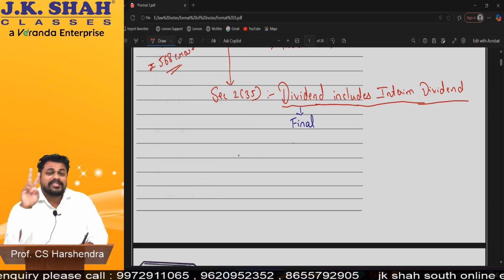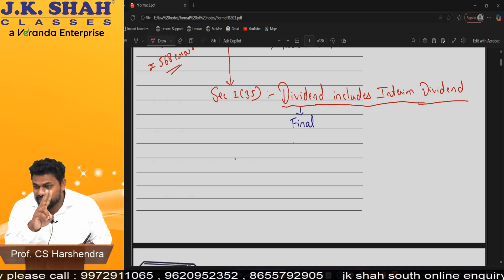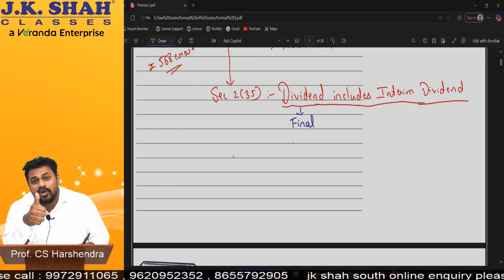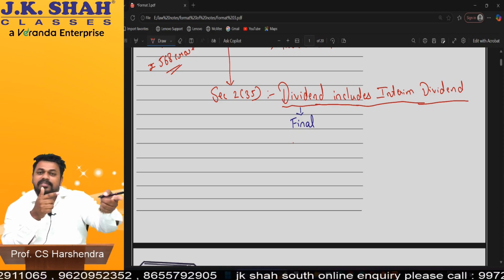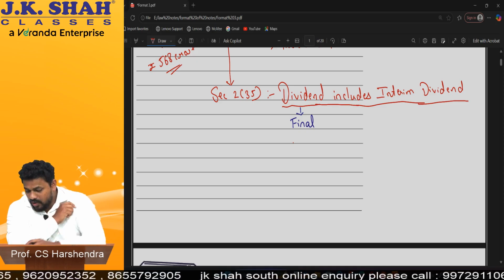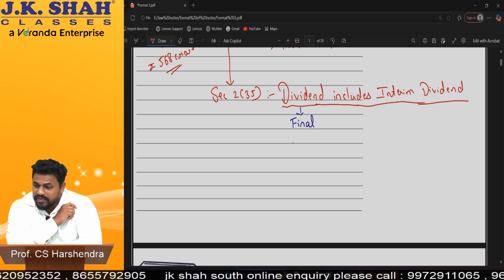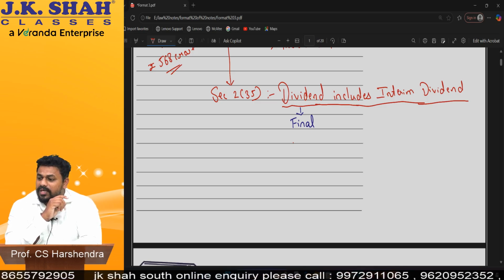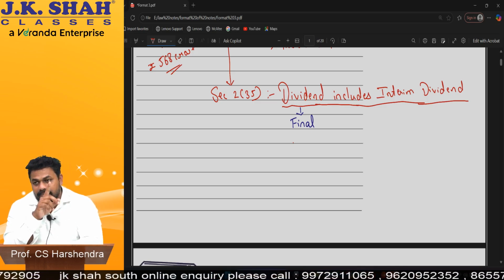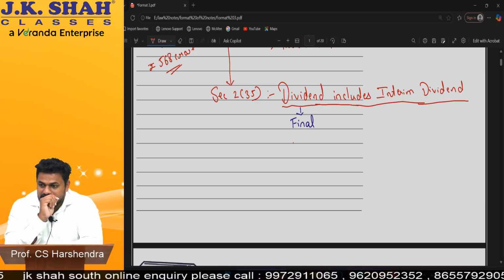So there are two bases of classification of dividend. First, on the basis of time: at what point of time you are getting dividend, on that basis we are classifying. Second, on the basis of shares: on which shares you are getting dividend, on that basis we are classifying. What are the two bases, beta? First, on the basis of time, and second, on the basis of shares.